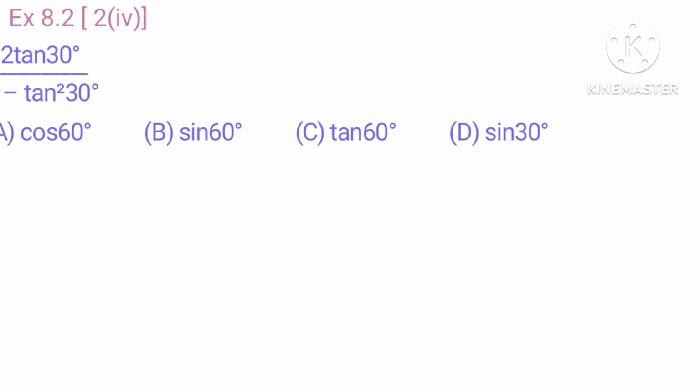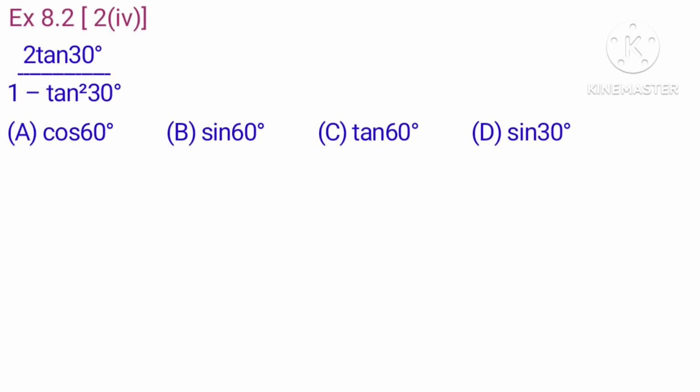We'll see another type in this model. 2 tan 30 degree divided by 1 minus tan square 30 degree is equal to A cos 60 degree, B sin 60 degree, C tan 60 degree and D sin 30 degree. So here we have to find the value for this question and find which option is correct.